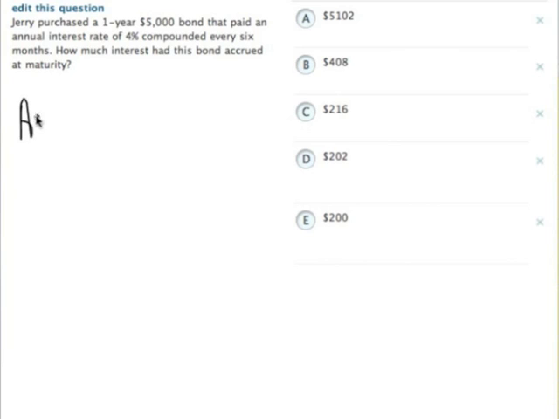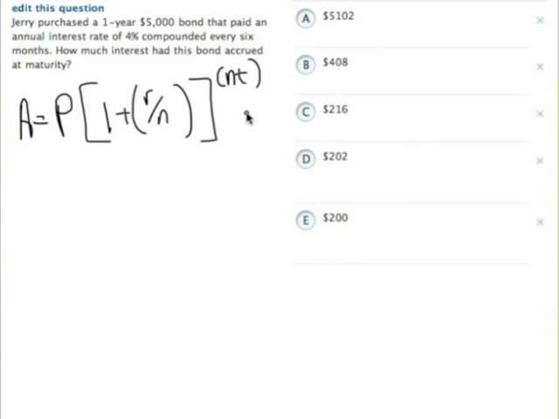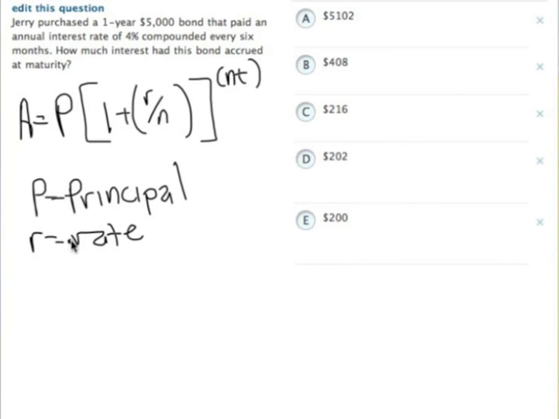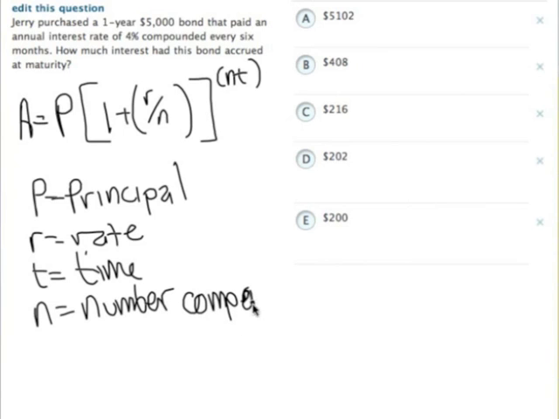Remember that interest formula, A equals the principal times 1 plus R over N, that quantity to the power NT, where P equals the principal, R equals the rate, where you put the percent as a decimal, T equals the time in years to maturity, and then N is the number of times that you compound the interest per year.